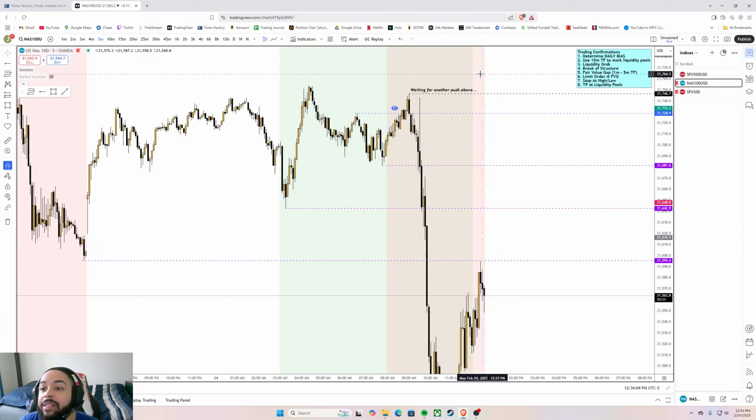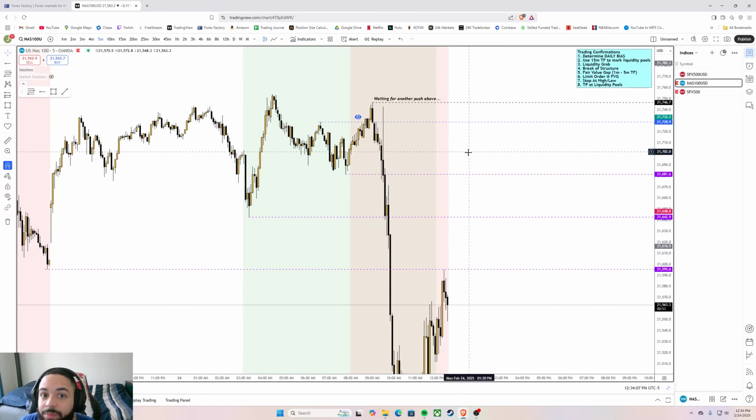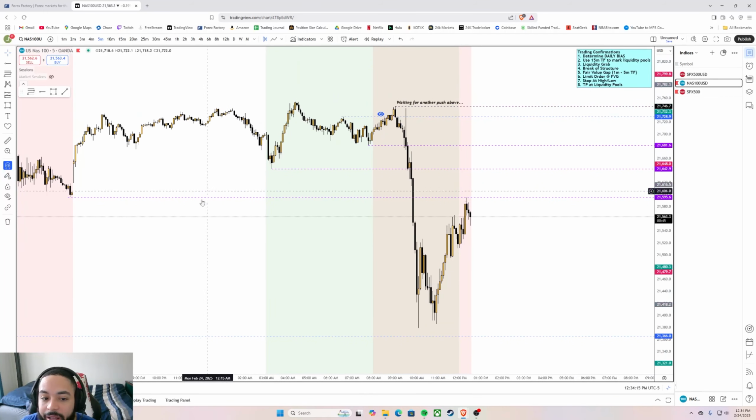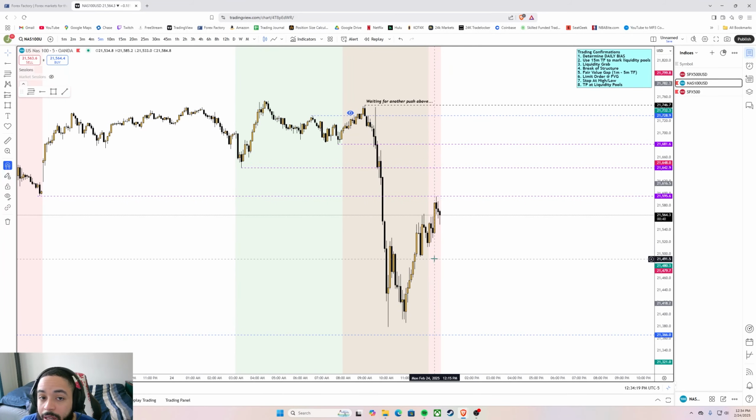So I was planning to take price for a sell, but price did not give me what I was looking for. Price did not come up and clear the high. So there was nothing for me to do. And price absolutely tanked all the way down and cleared the low. So remember, we're still bearish. For the rest of this week, unless anything changes, we are still going to be bearish for the week.